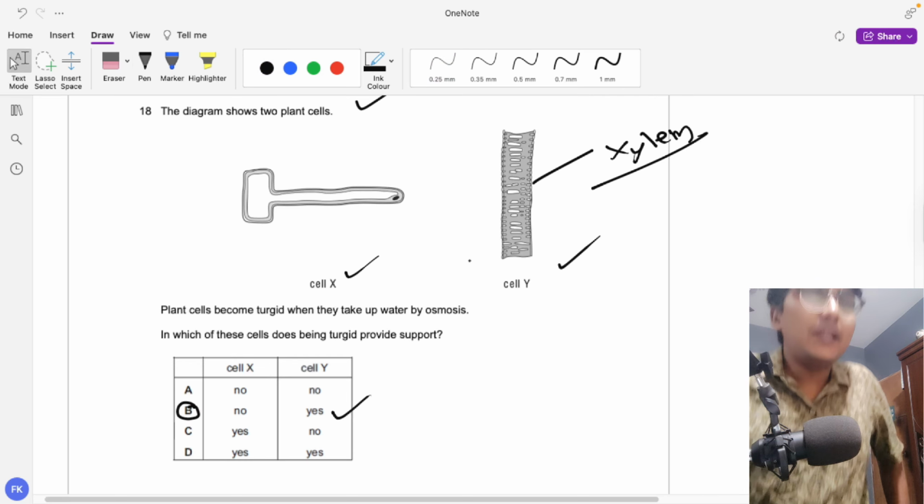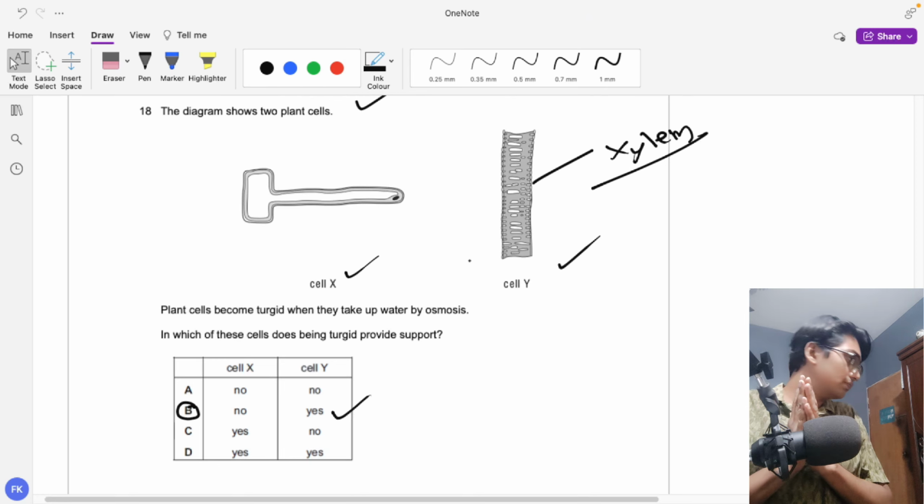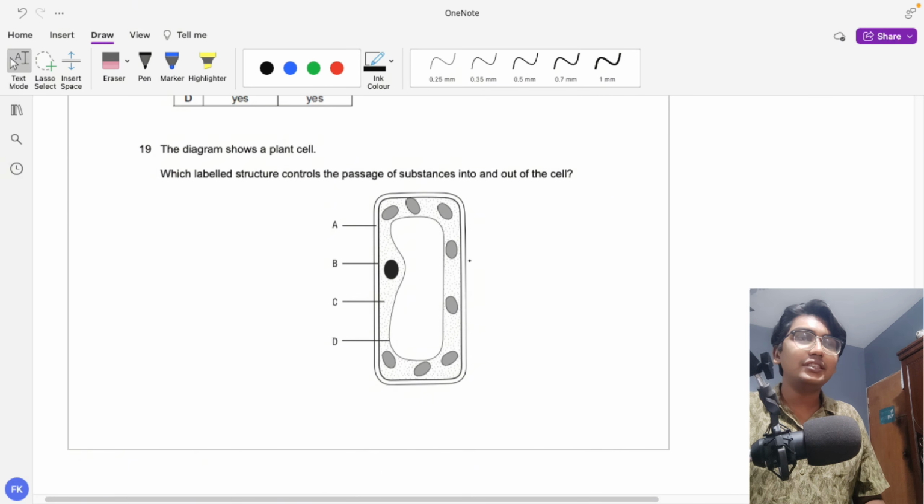Look, the plant can maintain its structure through the xylem vessel. So if the xylem vessel is turgid, the plant can hold its structure, right? That is why the answer is B.